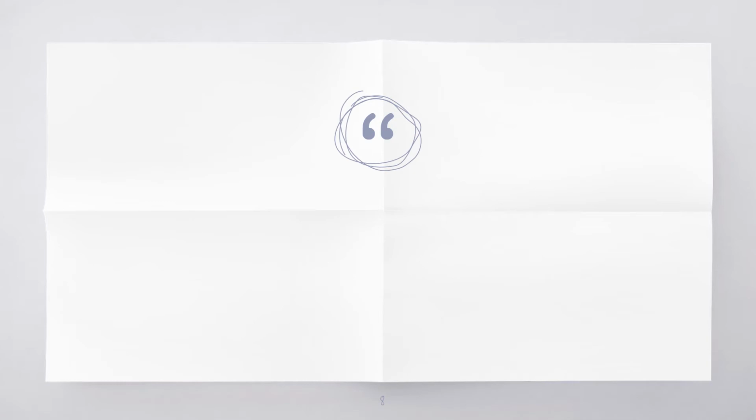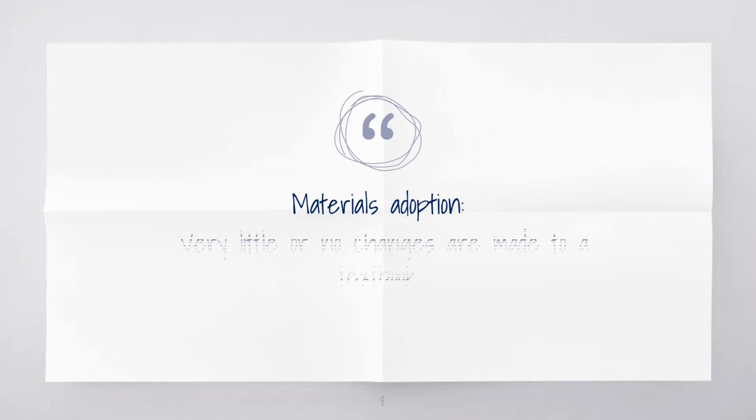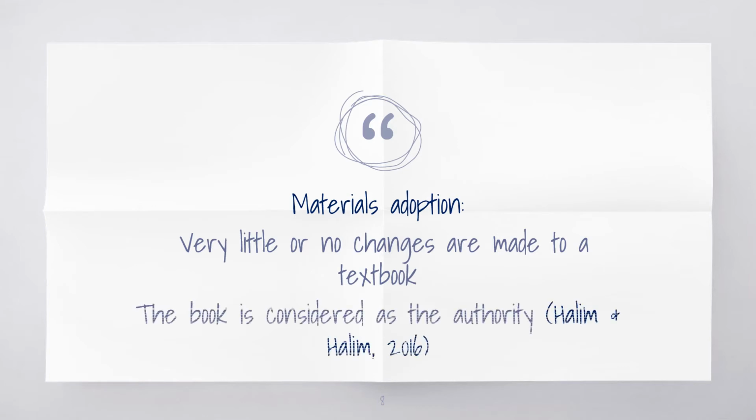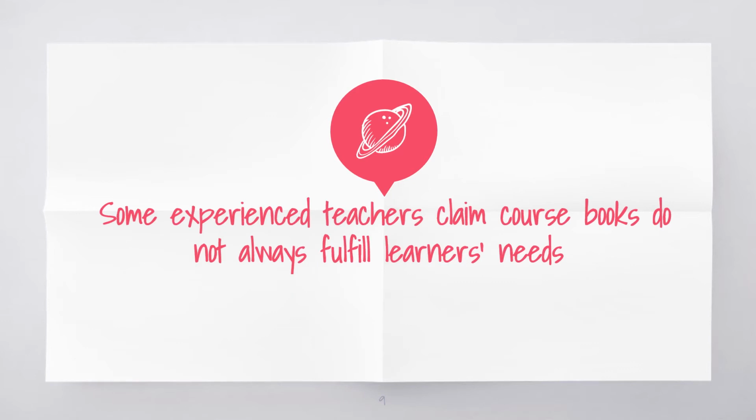On the other hand, we have materials adoption, which means that very little or no changes at all are made to a textbook, because the book is considered as the authority. Nonetheless, there is some criticism towards materials adoption, given that some educators, particularly novice teachers, might implement course books as a memorization tool for the students. Furthermore, some experienced teachers claim that coursebooks do not always fulfill learners' needs.